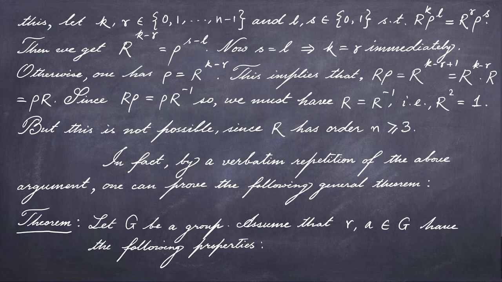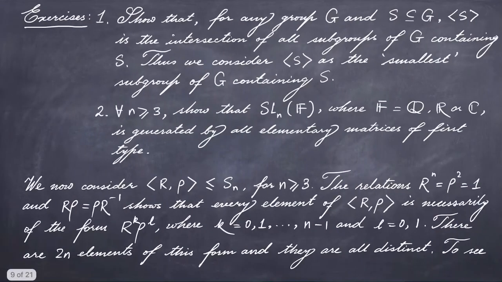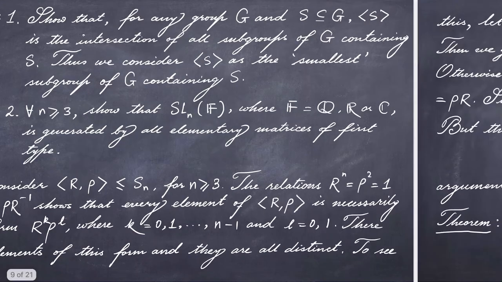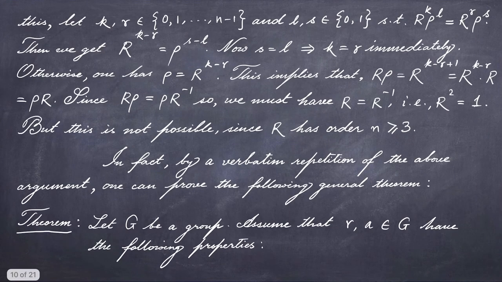So we see that s has to be equal to l, and once s is equal to l, then it immediately forces k to be equal to r. So that's how we obtain that all elements of this form are going to be distinct. All right.